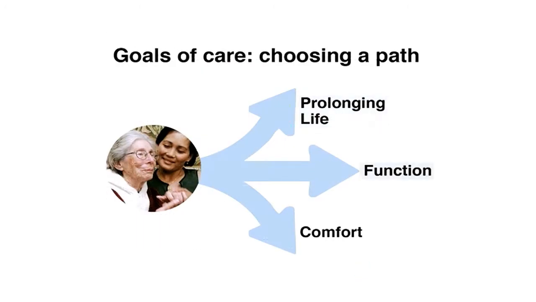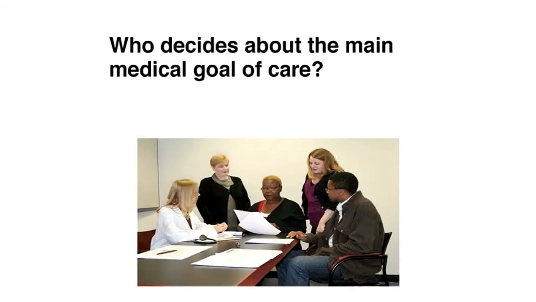Prolonging life, function, and comfort are all important, but choosing which is most important will help to decide the best care plan for the person with dementia. You might think about this choice like choosing a path that will lead to the best care for the person with dementia. Which path do you think leads the person toward a better quality of care and quality of life despite their illness? Who decides about the main medical goal of care?